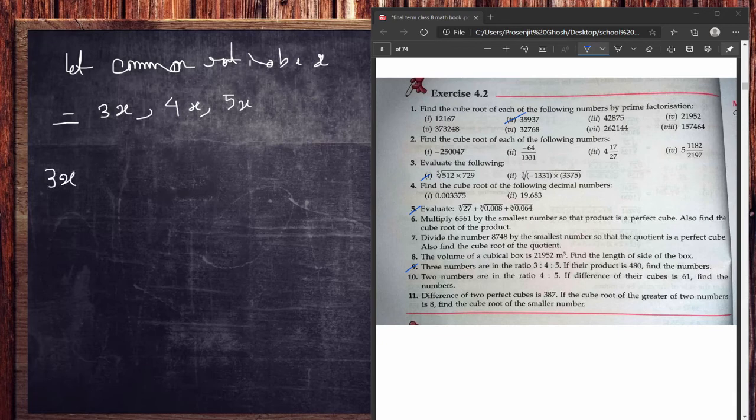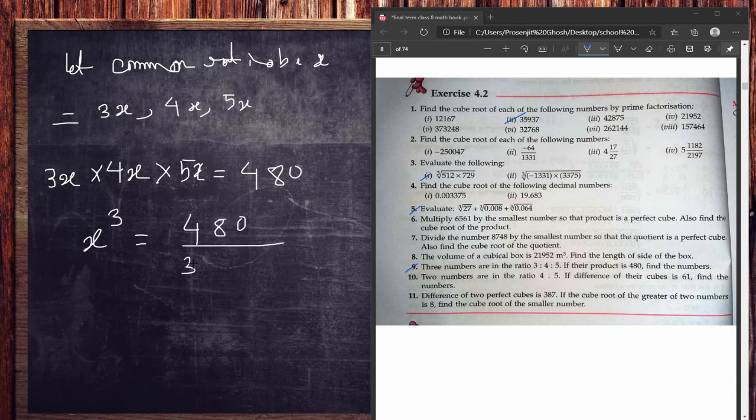So let me do it first. The product 3x, 4x into 5x is giving you the product, which is 480. So let me write it like that. x cube is equal to 480 by 3 into 4 into 5. Very nicely done. Now we can see that we cut it with 4, so it will be 1 and 2, then 0 will come. Also, we can cut that by 3, so it will come as 40. Now finally we can cut that by 5, so it will come as 8.